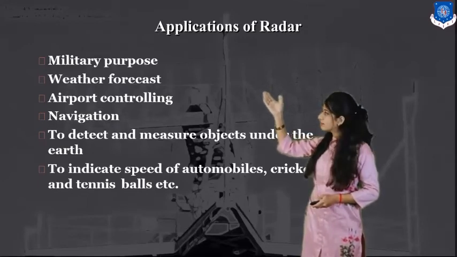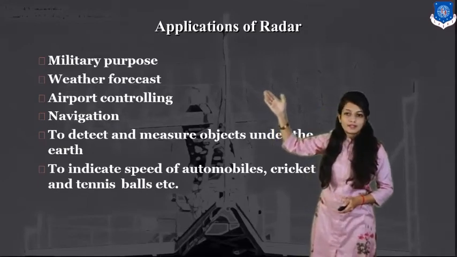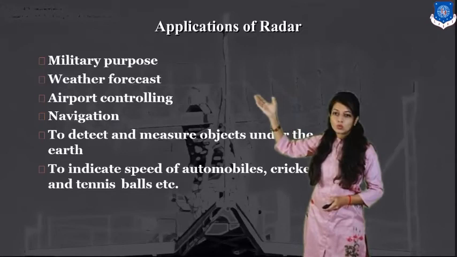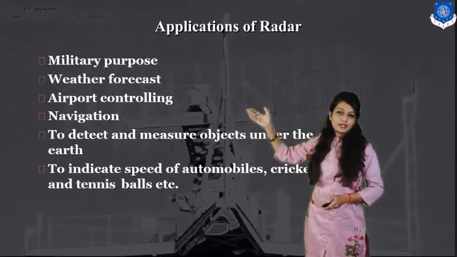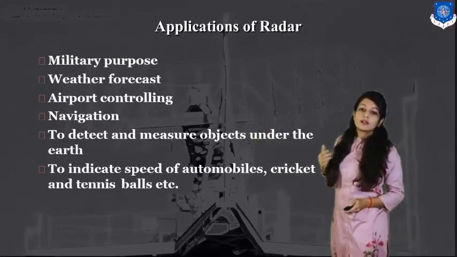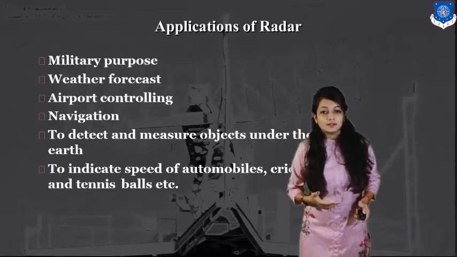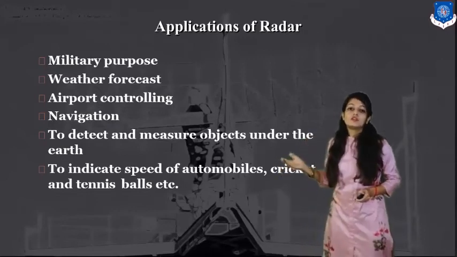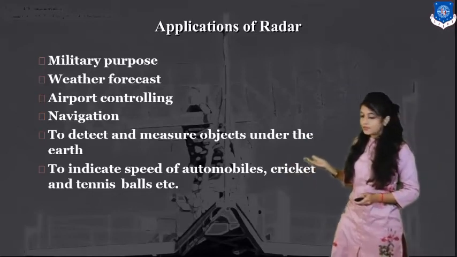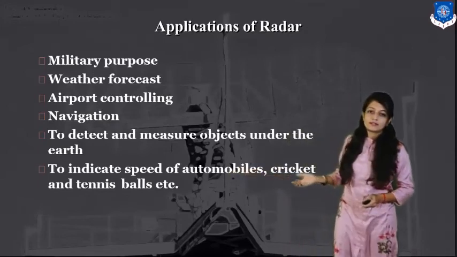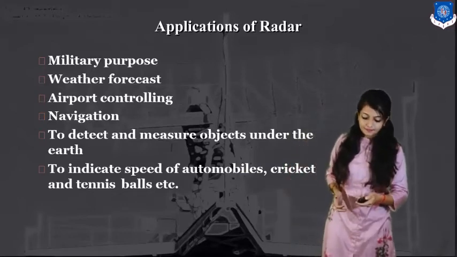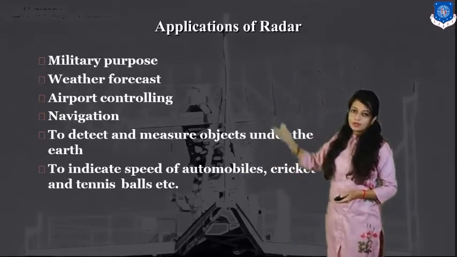So we can say that the applications of radar are: first, military purposes; weather forecasting; to guide an aircraft or land it safely, that means airport controlling; navigation, which I have already told you; to detect and measure objects under the ground, or under the earth, that means mining of minerals; and to indicate the speed of automobiles, cricket and tennis balls, and the global positioning system, that is GPS, right? So these are the applications of radar.